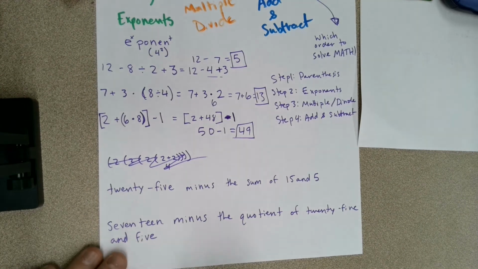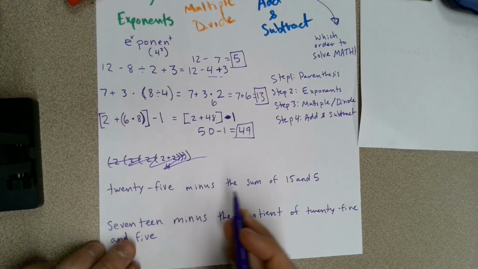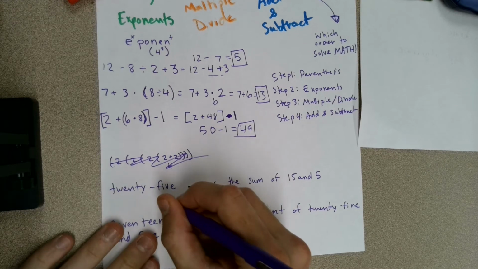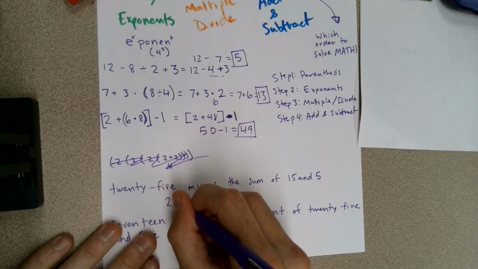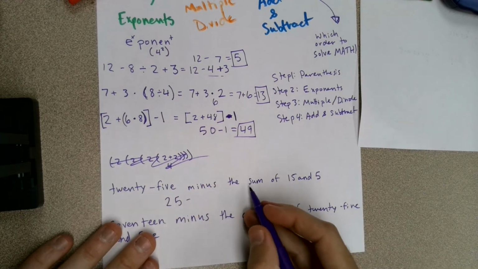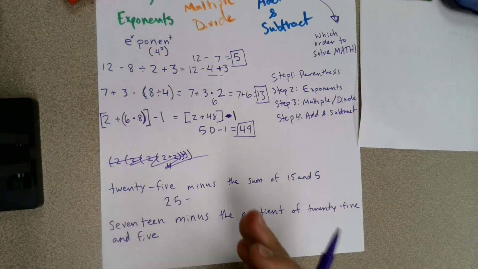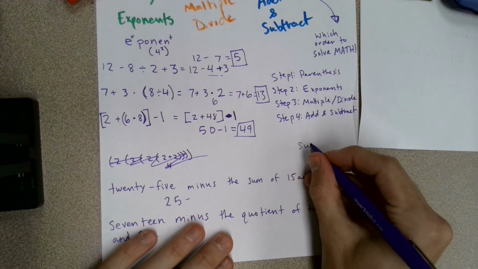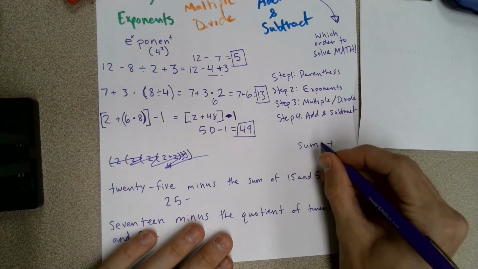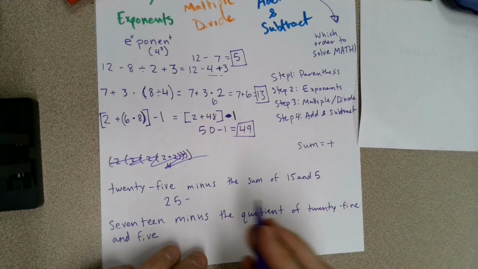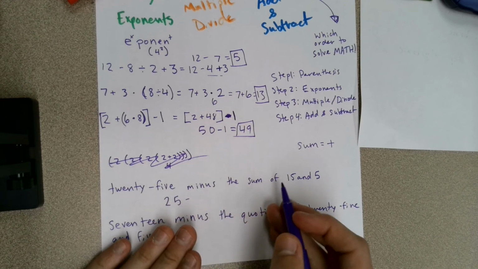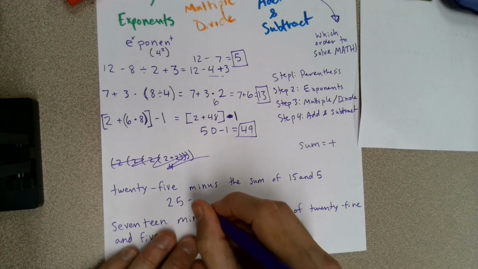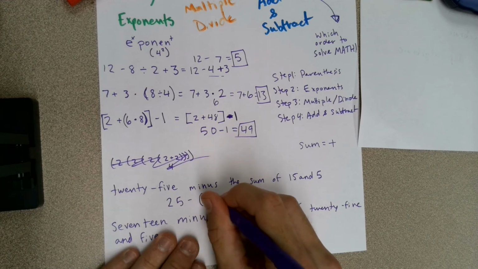So here we go. We have 25 minus the sum of 15 and 5. So I got to write this out. I got 25 minus the sum of 15 and 5. I know the sum means add. Sum means add. If you didn't know that, write that down. So 25 minus the sum of 15 and 5. They're asking me to do the sum of 15 and 5 first, so that will be in parentheses.